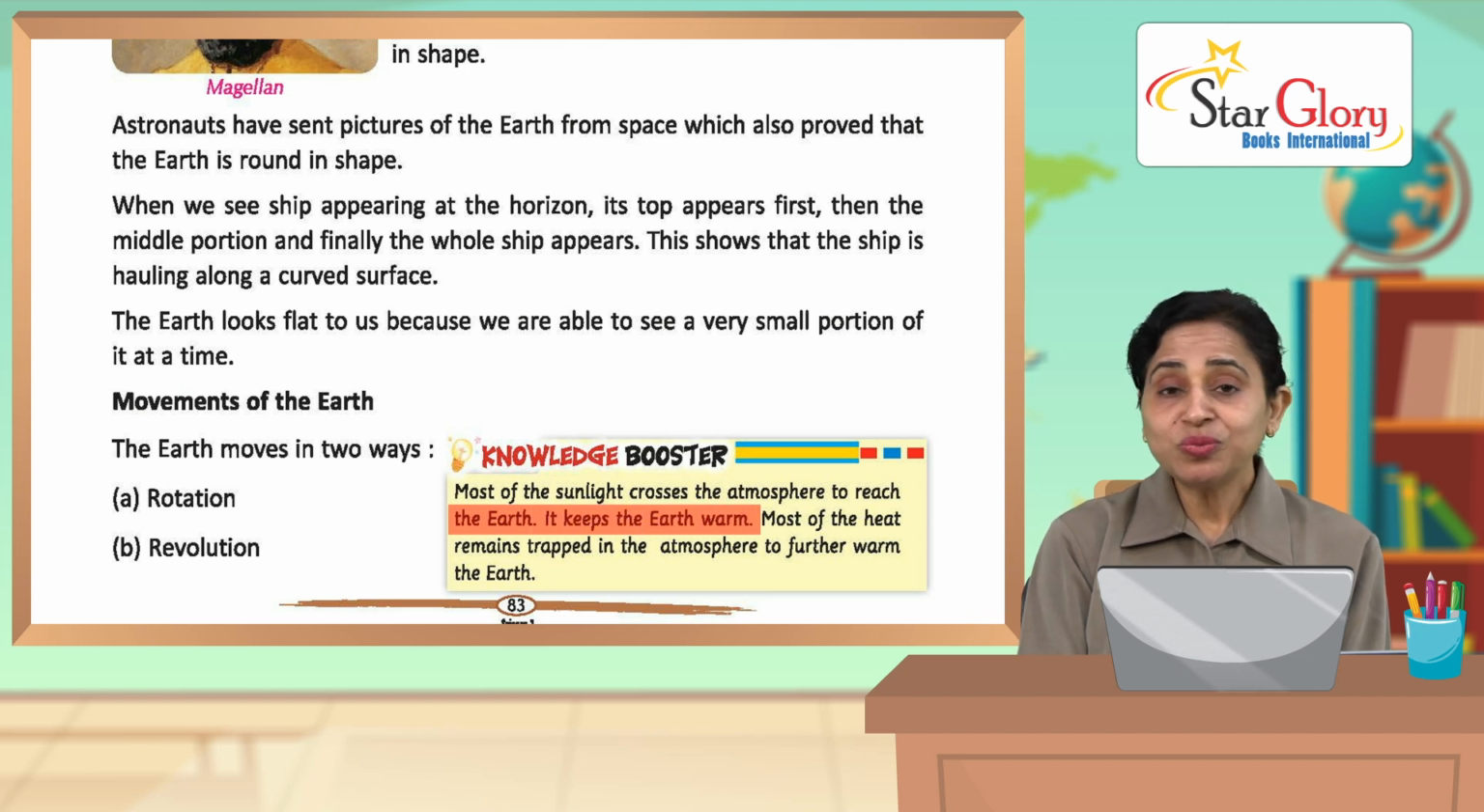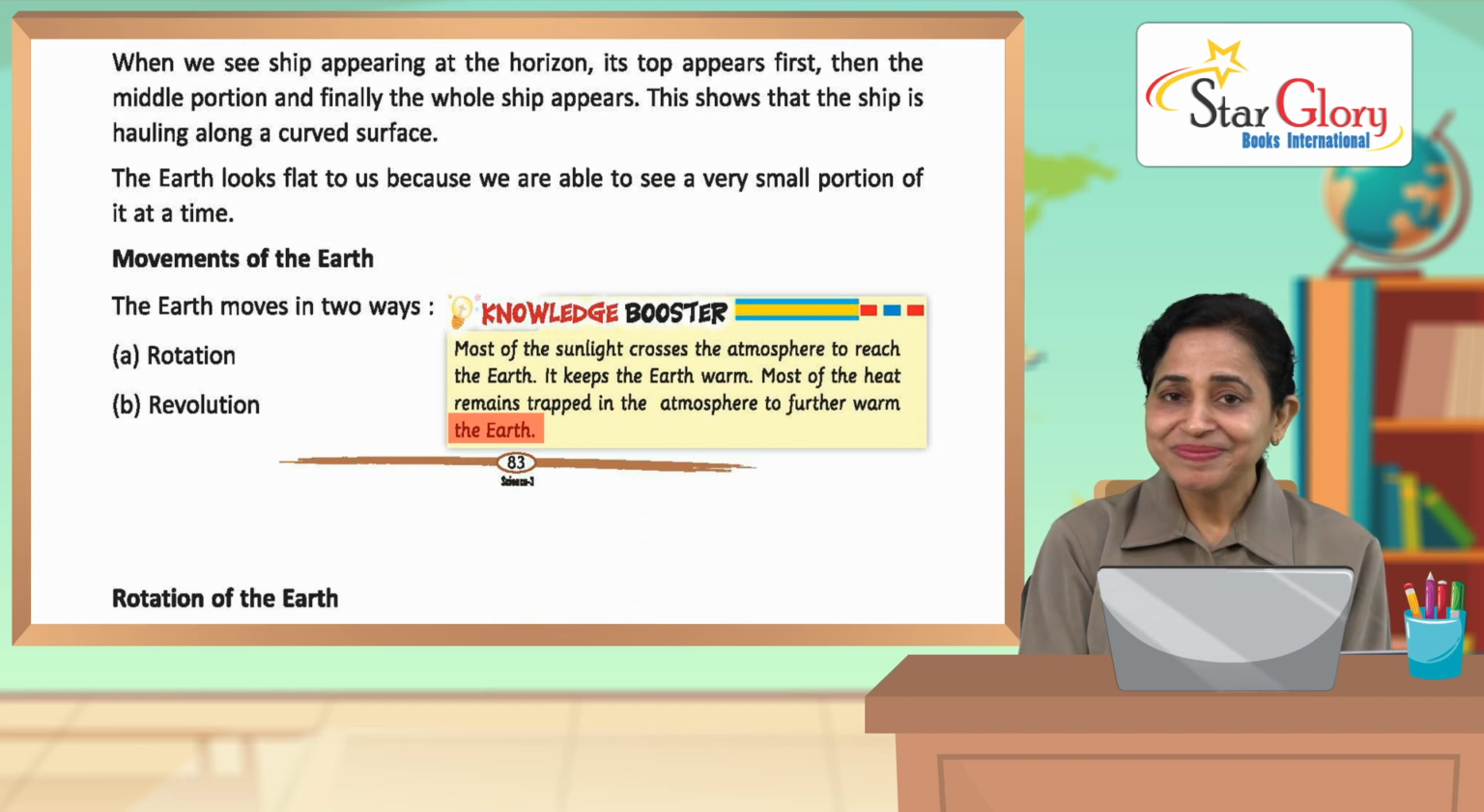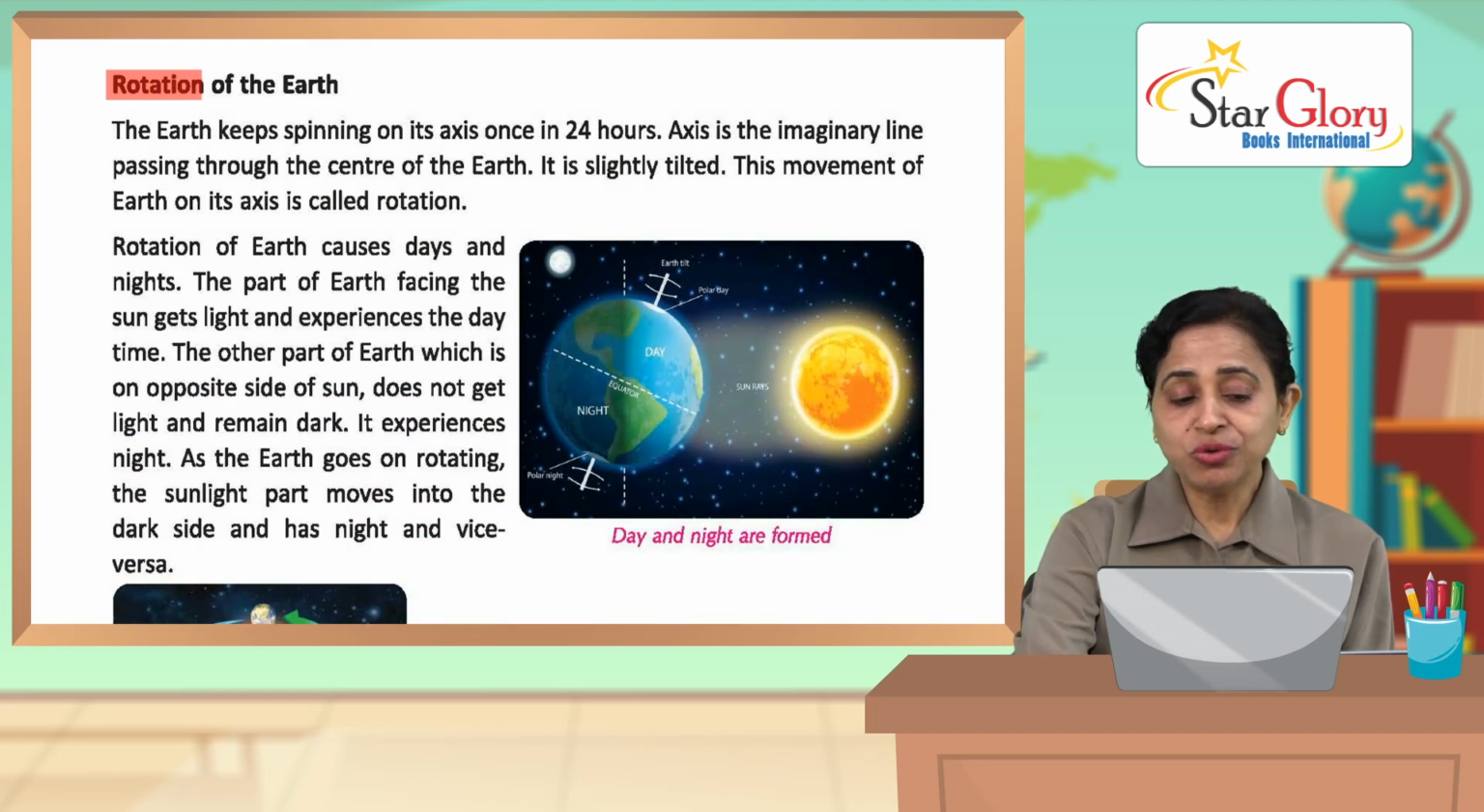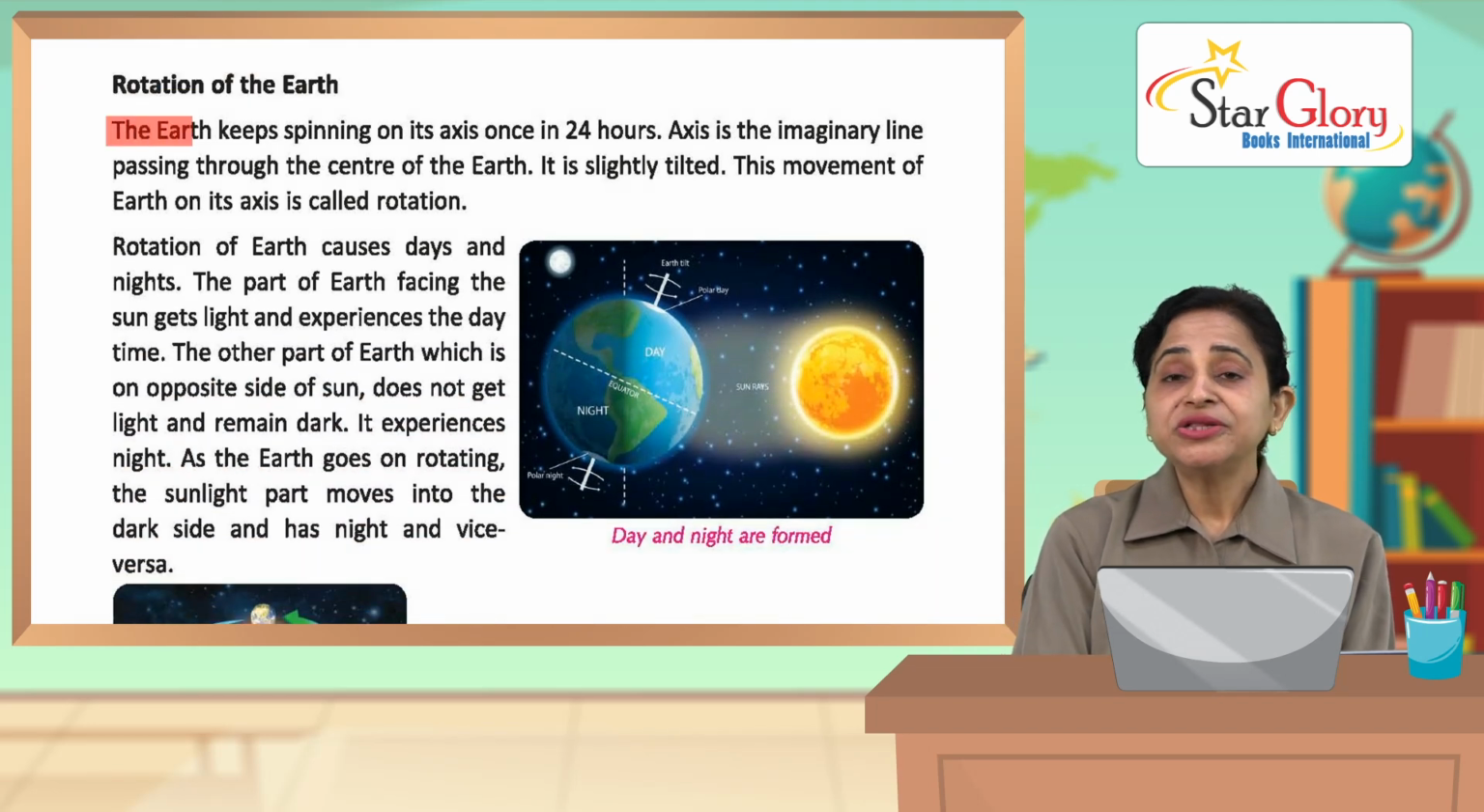It keeps the earth warm and most of the heat remains trapped in the atmosphere to further warm the earth. So now have a look on rotation of the earth. The first way, the earth keeps spinning on its axis once in 24 hours.